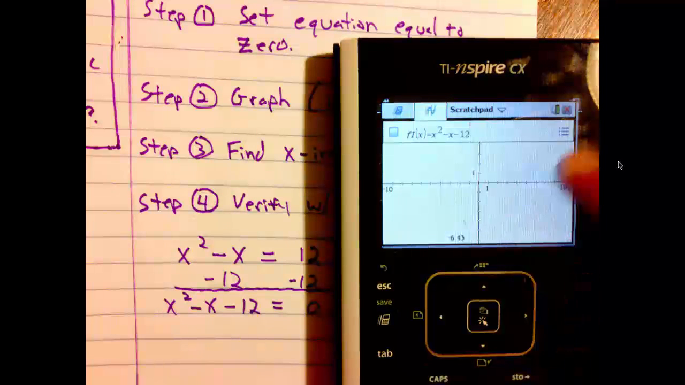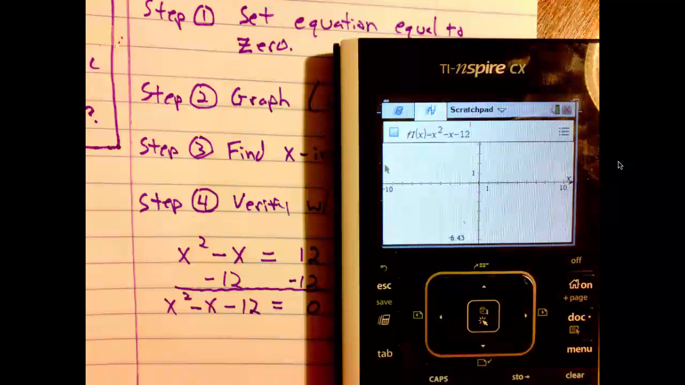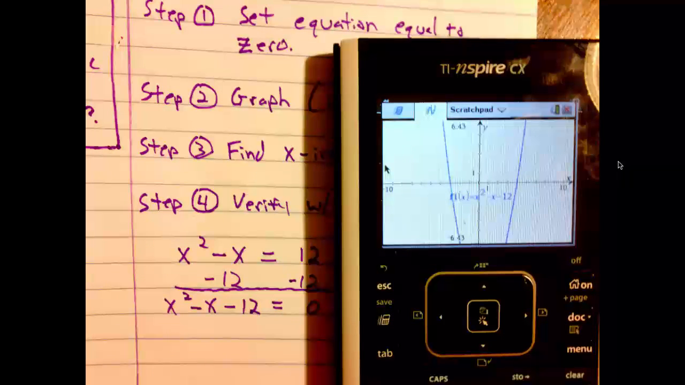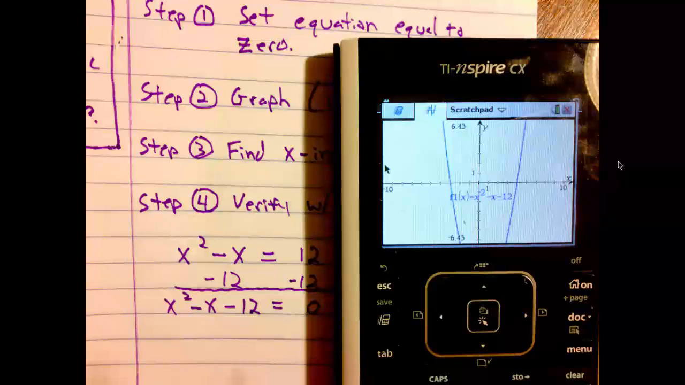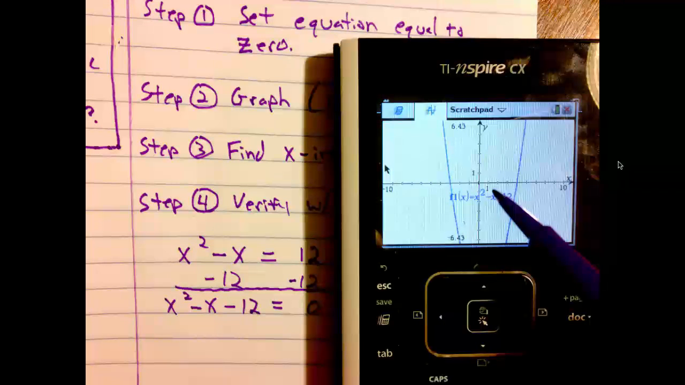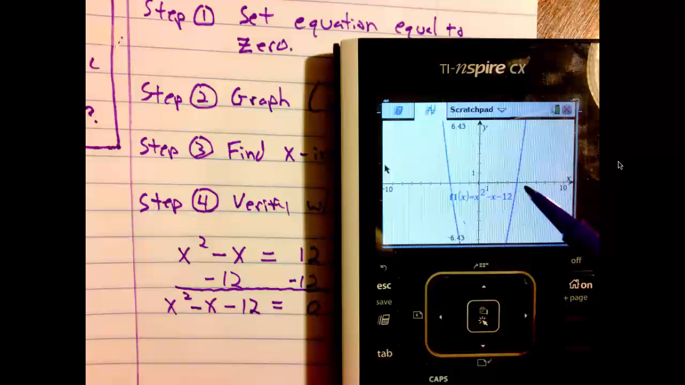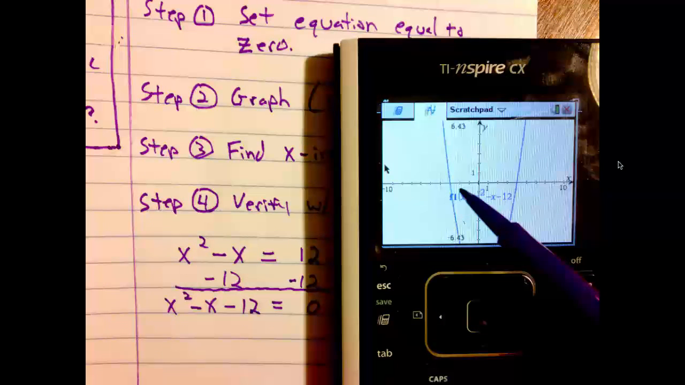Alright, and I'm going to now graph this parabola. We expect a U-shaped curve. And there it is. Okay, there is our U-shaped curve. Well, I want to find the x-intercept, step 3. Well, looking at my picture, I can see that my x-intercepts are at 4, 0 on the right, and negative 3 on the left.